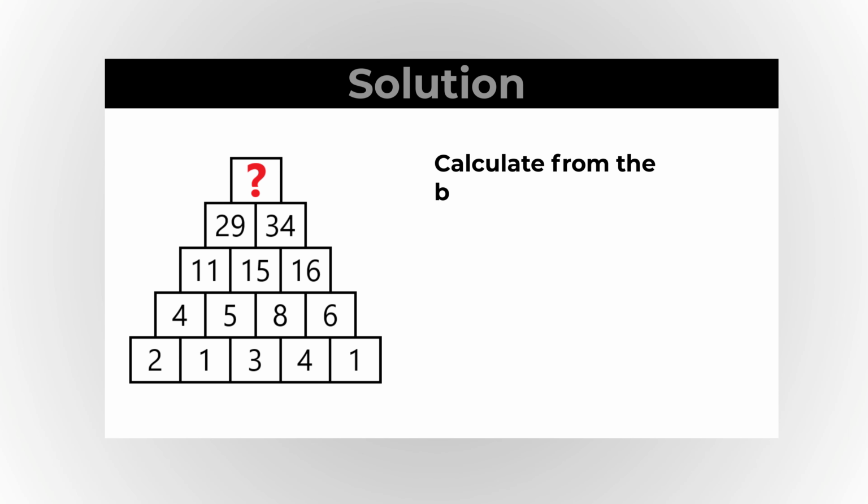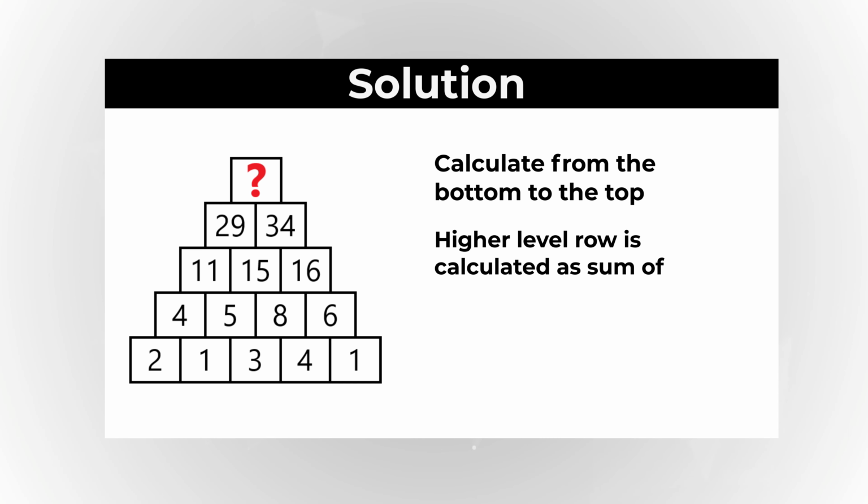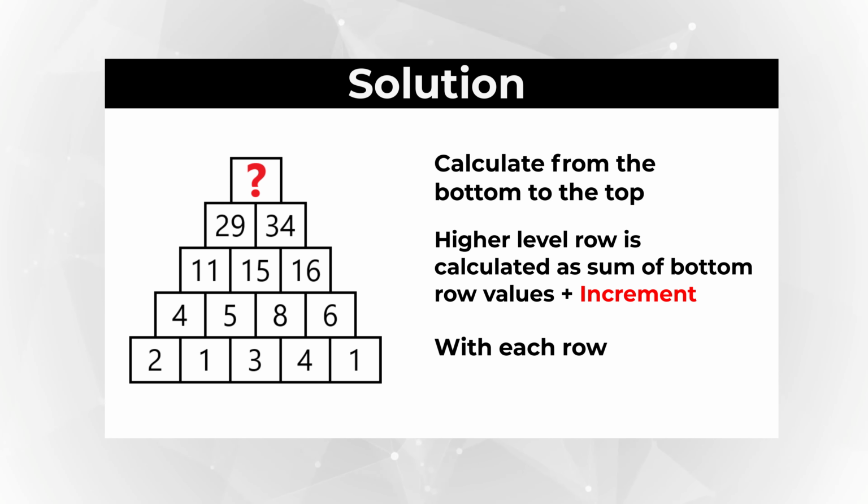To calculate it correctly, you need to move from the bottom to the top. And if you look closely at the pyramid, you will notice that each higher row is calculated as the sum of the bottom values plus the increment. And the increment also increases with each row by 1.